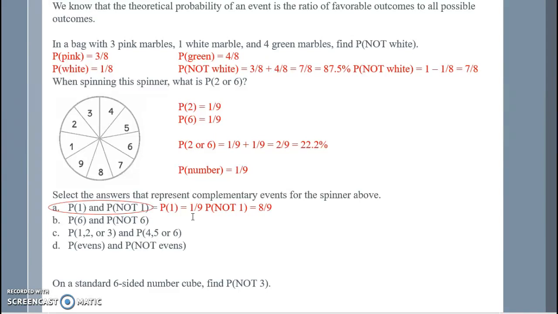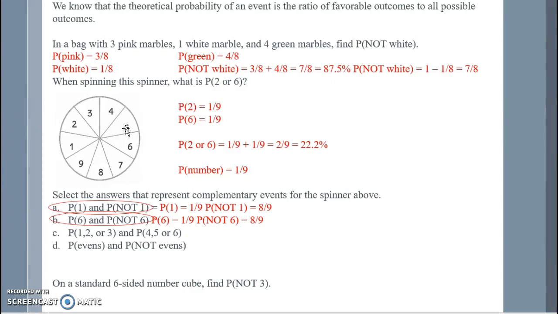The probability of getting a 6 and the probability of not getting a 6. So the probability of getting a 6 is 1 out of 9. The probability of not getting a 6 is 8/9. Since 1/9 and 8/9 give me 100%, these two are complementary events.